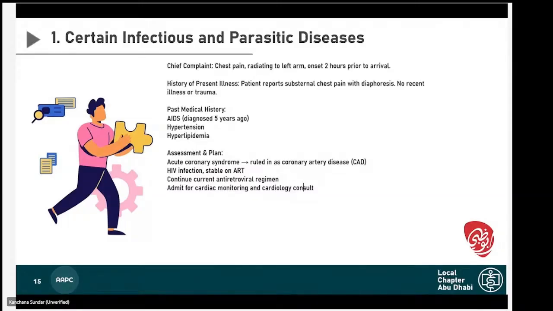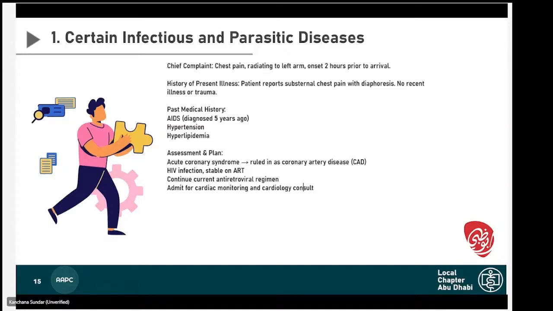In past medical history, AIDS diagnosed 5 years ago is documented. Hypertension and hyperlipidemia are also there in the past medical history. In the assessment and plan, the physician is documenting very clearly acute coronary syndrome. That is the reason for the chest pain, and he is ruled in as CAD, that is coronary artery disease. He is also clearly stating that the HIV infection is stable with the ART.